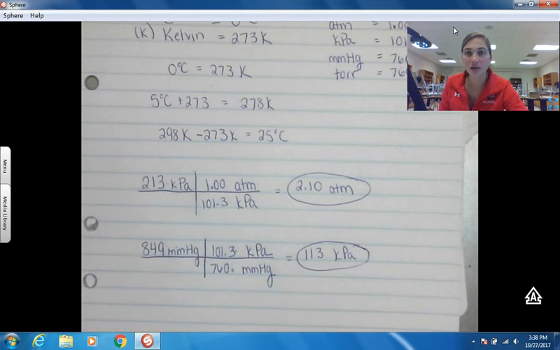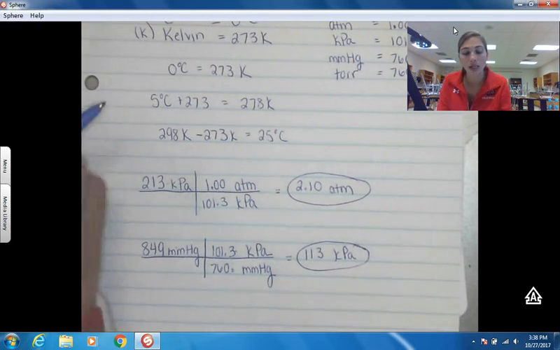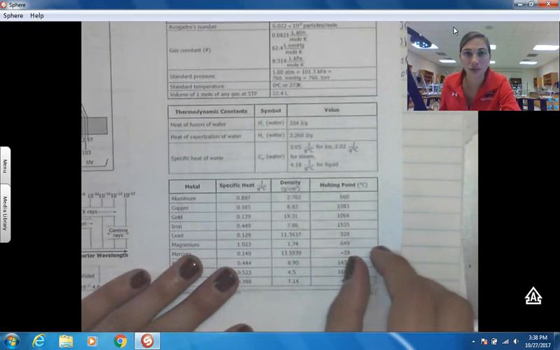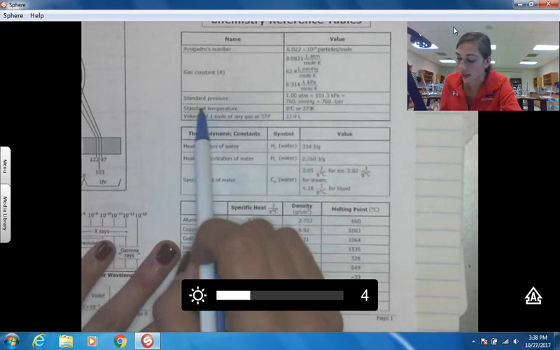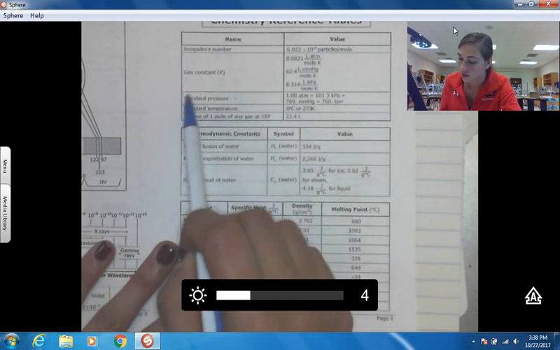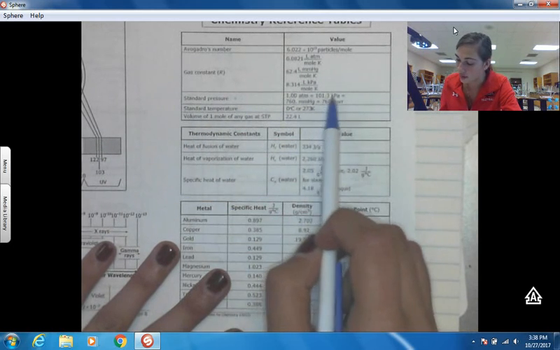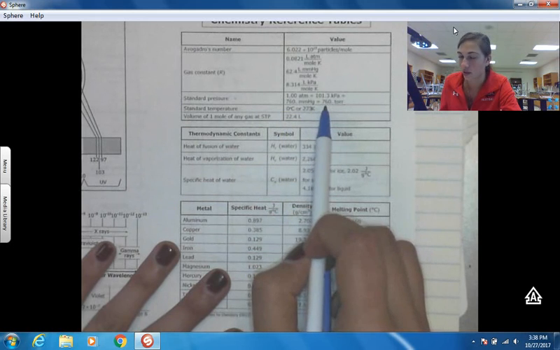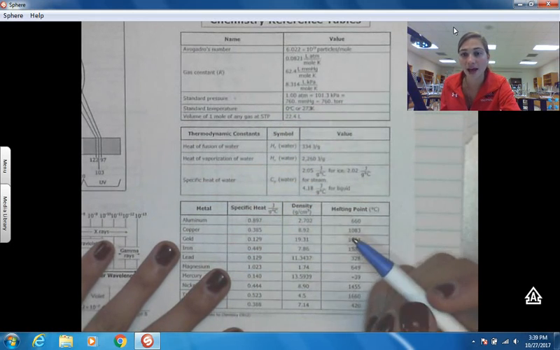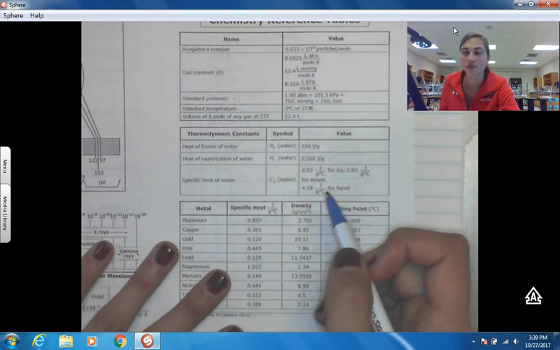This is how we're going to be doing unit conversions for pressure. Now, again, in our reference packet, we have all of our standard pressures listed. They're actually right above the standard temperatures. So for standard pressure, we have atmospheres, kilopascals, millimeters of mercury, and torr. So you don't necessarily have to remember them, but you're going to be using them so often that you probably will.